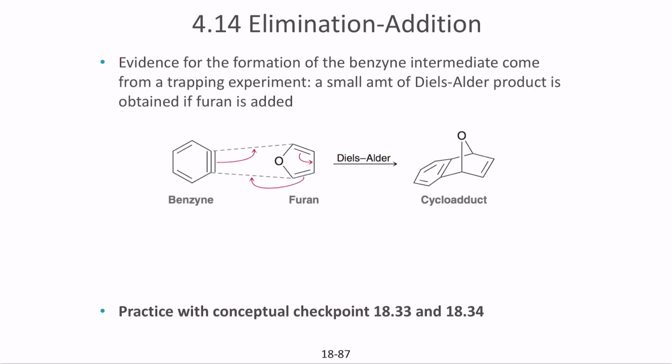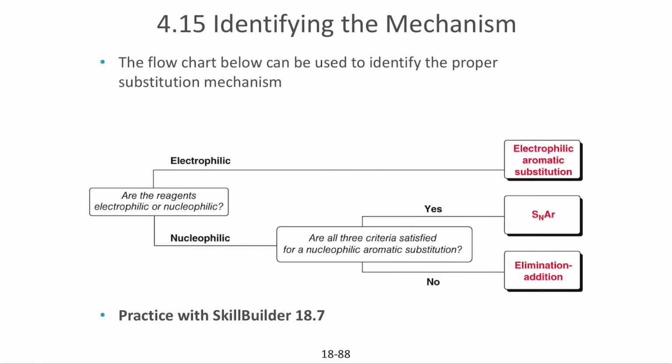Next, how do you identify the mechanism? This is a flow chart that shows you how to identify a mechanism. The first thing we want to know is whether the reagent is electrophilic or nucleophilic. If the reagent is electron withdrawing, then it is nucleophilic. If it is electron donating, it's electrophilic.